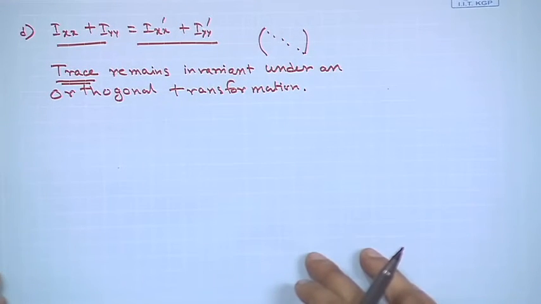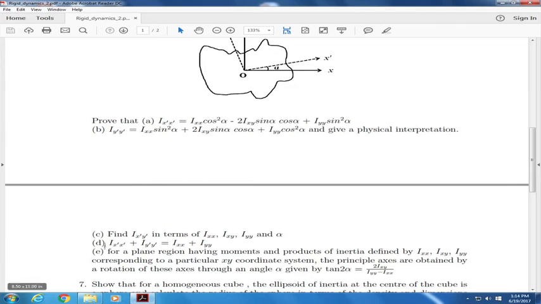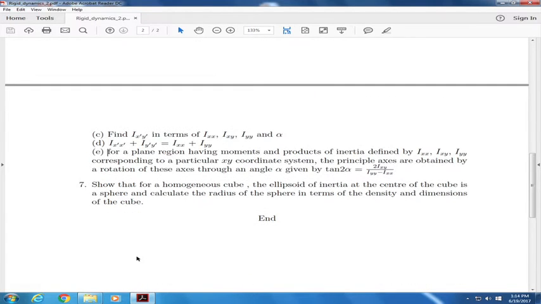Now, if we go back to the question once more, the last part: we have for the plane region having moment and products of inertia given by this Ixx, Ixy and Iyy corresponding to a particular xy coordinate system. The principal axes are obtained by a rotation of these axes through an angle alpha, which is given by this. Okay. So, I will tell you what happens.